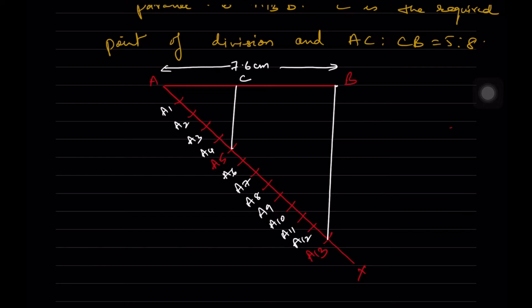Now this point is called C. Now AC is parallel to A5B13, and C is the required point. Now we measure AC and CB. AC is equal to 3.1 centimeters and CB is equal to 4.5 centimeters. So now from here we'll write the justification part. This is the way we construct.